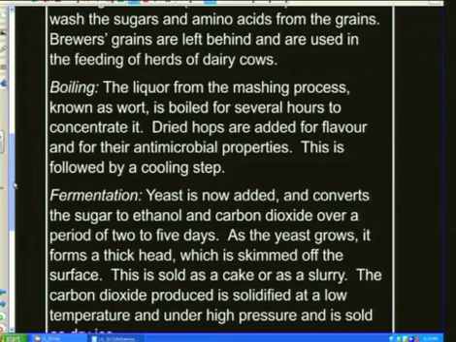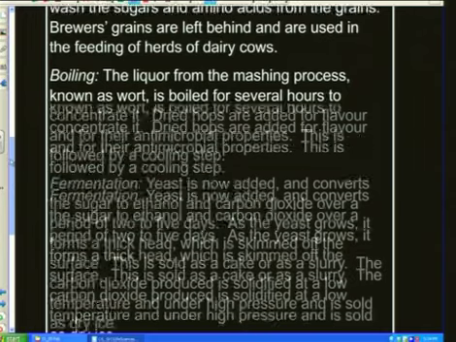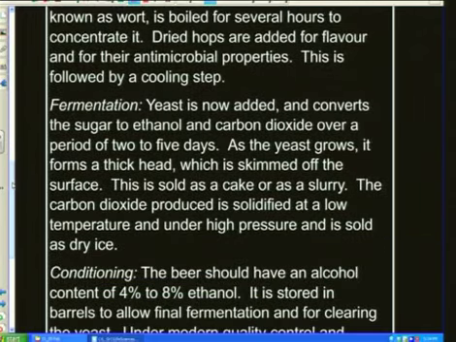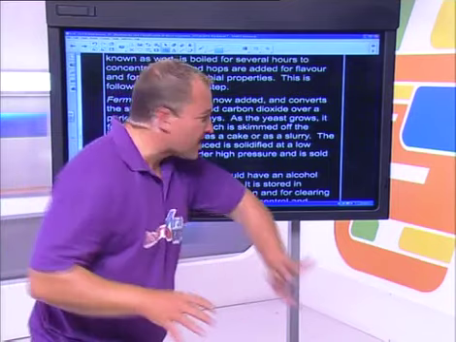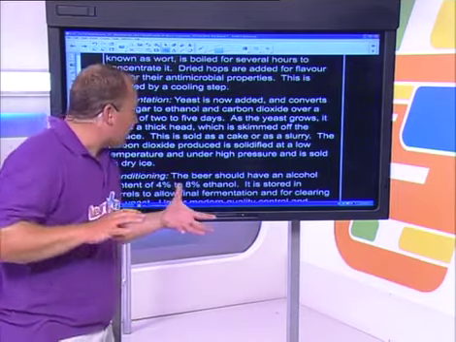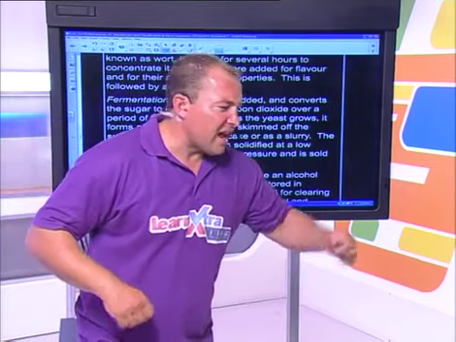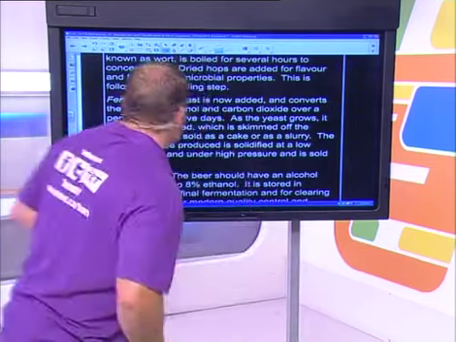Then, of course, they dry hop it, they add hops for flavor. It's got to be in there. Then bring it down for fermentation, and they add yeast. A very important thing, they add yeast, right? And what happens with the yeast is it takes sugar and goes through a whole process, and with that process, it gives off ethanol and carbon dioxide, right?